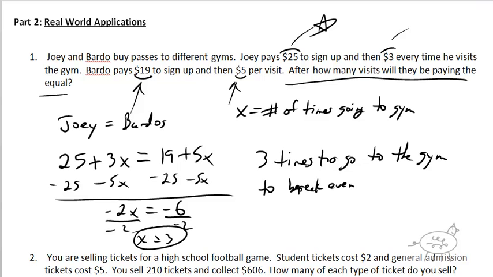Okay, so it's just a different kind of problem, but again, we call this 19 right here a fixed cost, because you pay that no matter what. And this was $5 per visit, we call that a variable cost. Same thing with what Joey is up here. This is a fixed cost, and it's $3 each time, so it's variable.